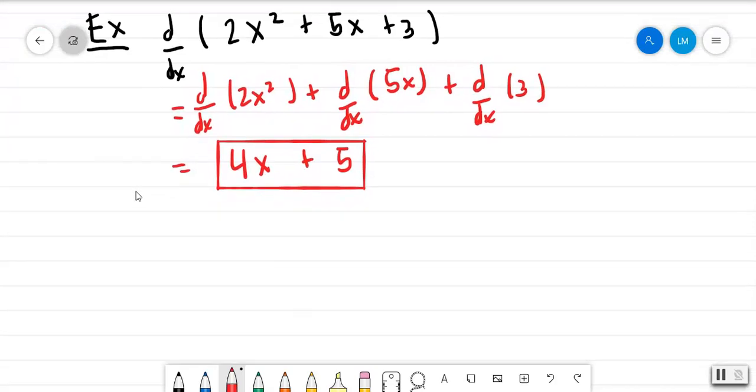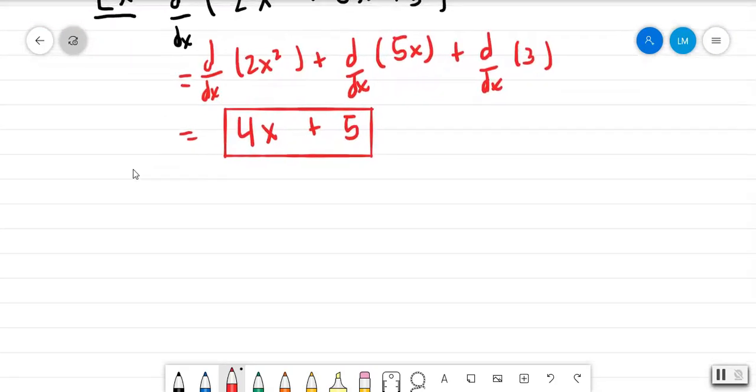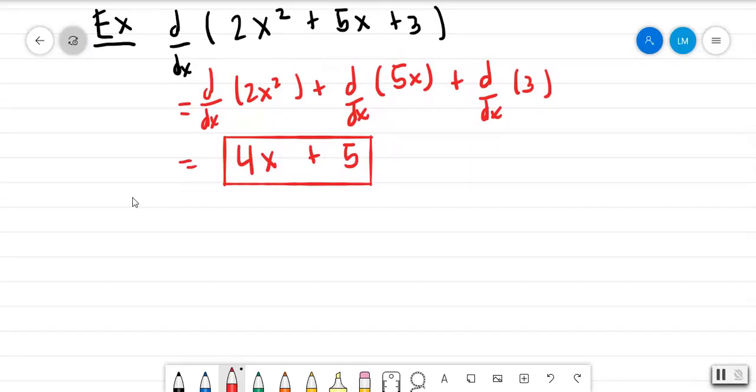Now, let's see. We also have that we can take derivatives of any other types of equations, for instance. In this case, this was the derivative of a polynomial. So let's try to look at another example.